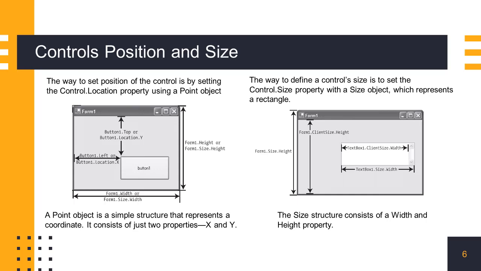All controls provide location and size properties which we can modify while designing the user interface. The position of the control is set by using the Location property with the Point structure, and the size of the control is set by using the Size property with the Size structure. Both these structures are part of the System.Drawing namespace.